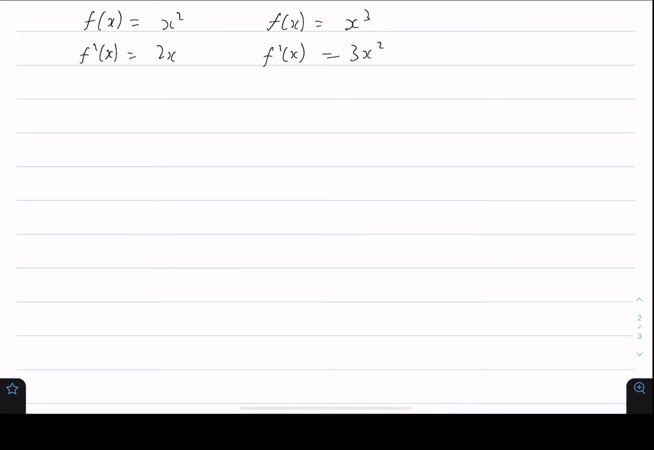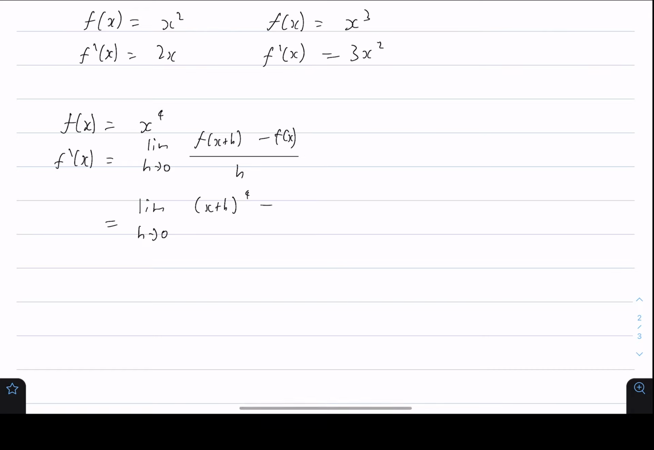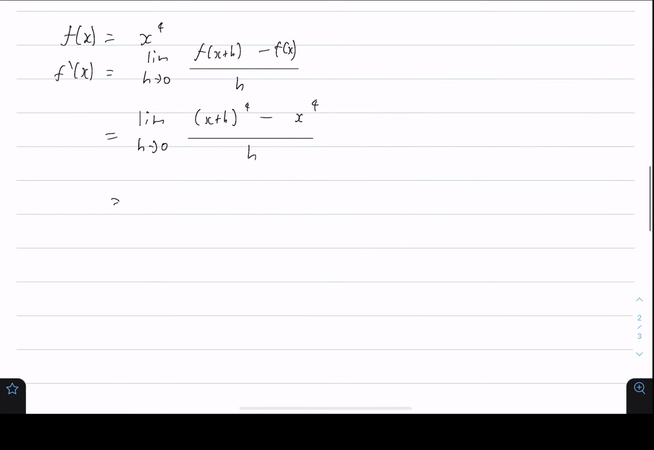Now we can keep going, and we should find what the derivative of x to the power 4 is, so we can maybe establish a pattern if we see a trend. We can do this by just using first principles. Limit of h approaches 0 of f of x plus h minus f of x all over h. And now subbing in our function, we get x plus h to the power 4 minus x to the power 4 over h.